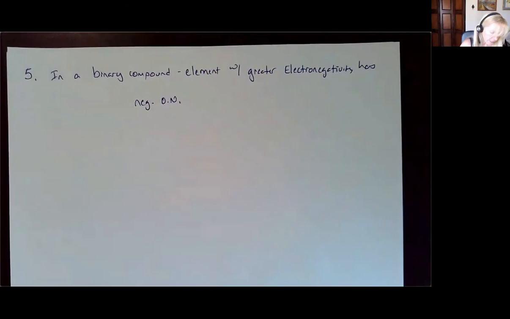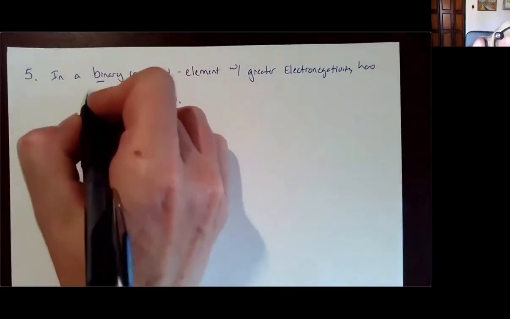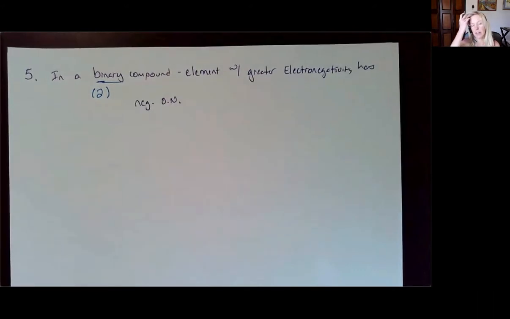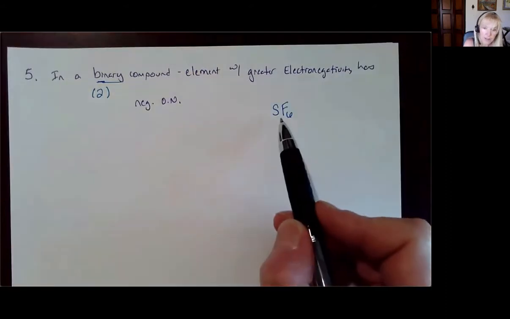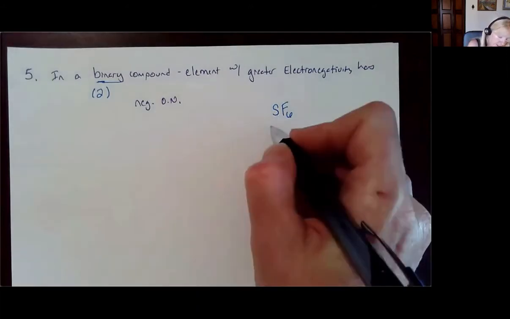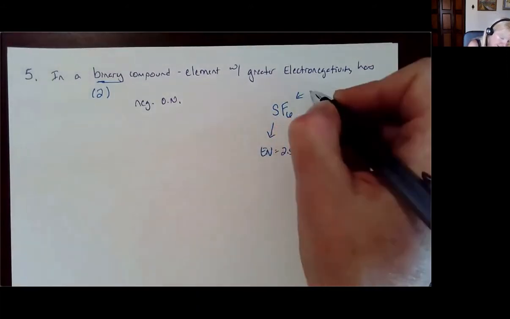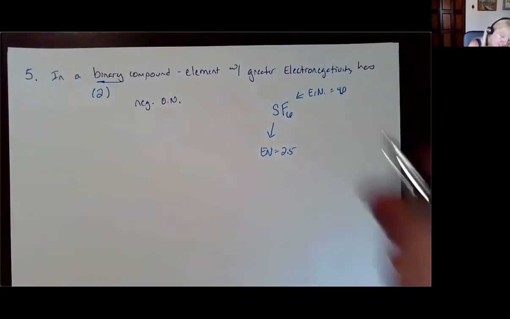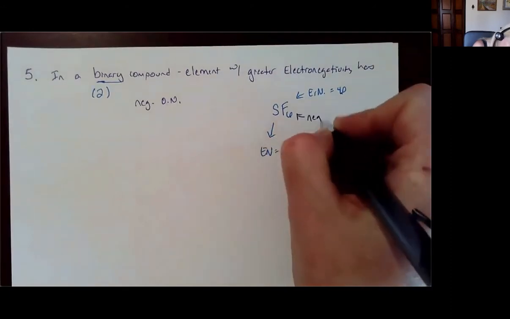My fifth rule is if I have a binary compound, binary meaning 2. If I have a compound that's made up of 2 elements, the element with the greater electronegativity has the negative oxidation number. So you may have noticed by now that we're assigning either negative or positive oxidation numbers. And so if I have a binary compound, fluorine is going to be much more electronegative than sulfur. Sulfur has an electronegativity of 2.5. Fluorine has an electronegativity value of 4.0. So it's far more electronegative. So this is going to have my negative oxidation number.